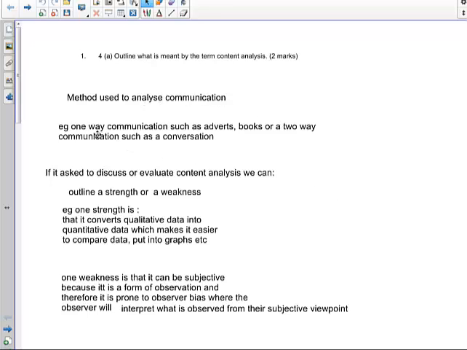And then, to be honest, they just want some extra detail for that. So what sort of communication? We've referred to adverts. So it could be a one-way communication like adverts or books, or a two-way communication like a conversation. And that's it for 2 marks. Okay, so very straightforward, but it has to be precise.